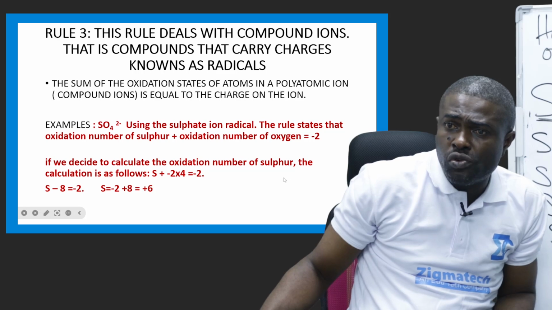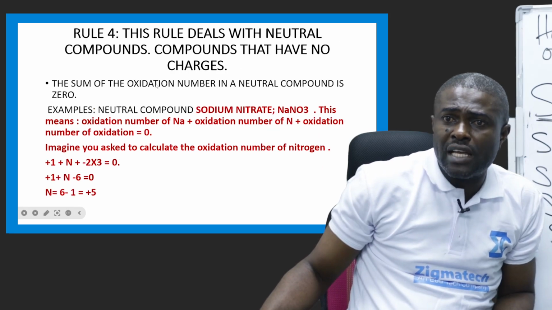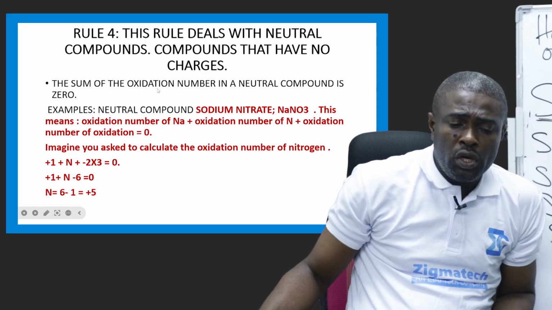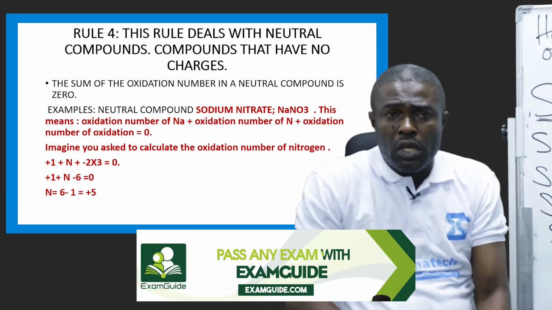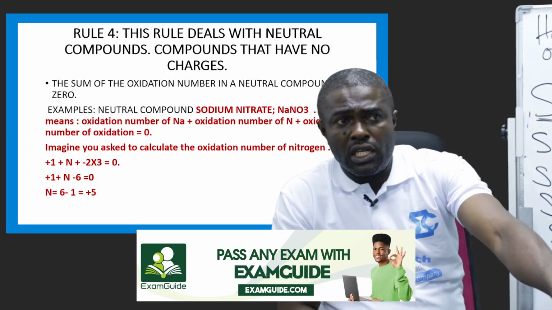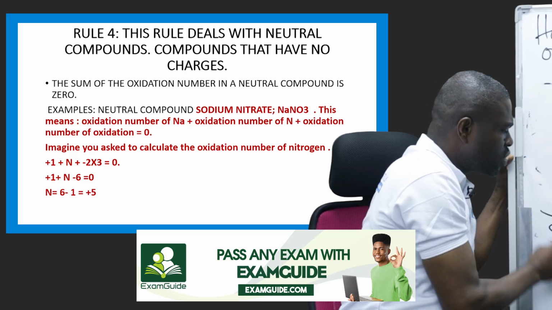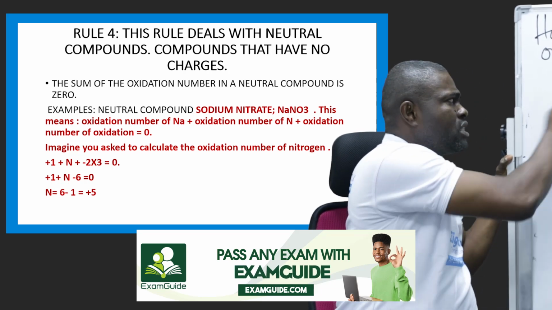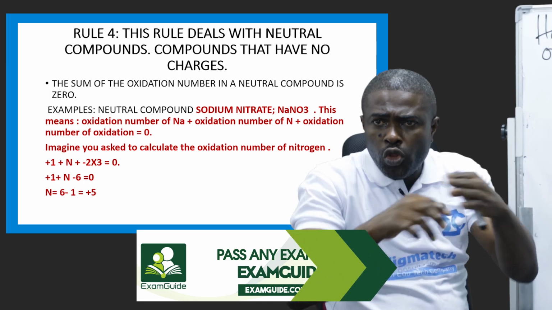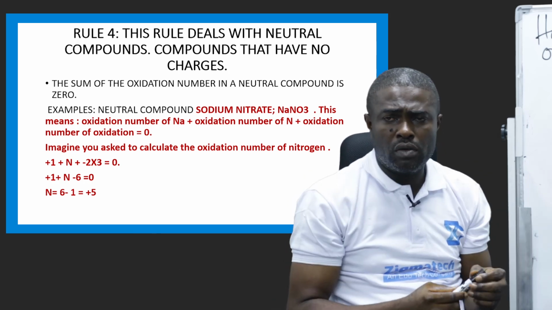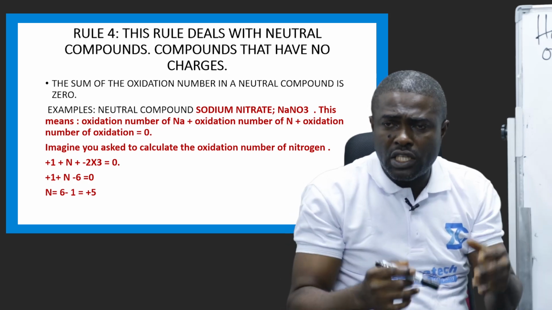Now the last rule is rule number 4. This one now is a compound, but the compound does not carry any charge. The compound is a neutral compound. What happens to a neutral compound? What is a neutral compound? Neutral. No positive, no negative on top. It's just a neutral compound, right? It does not carry any charge.